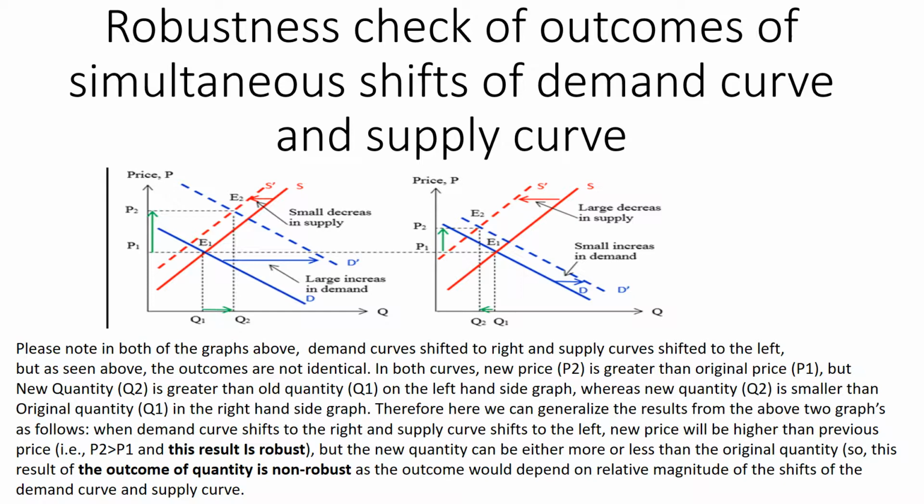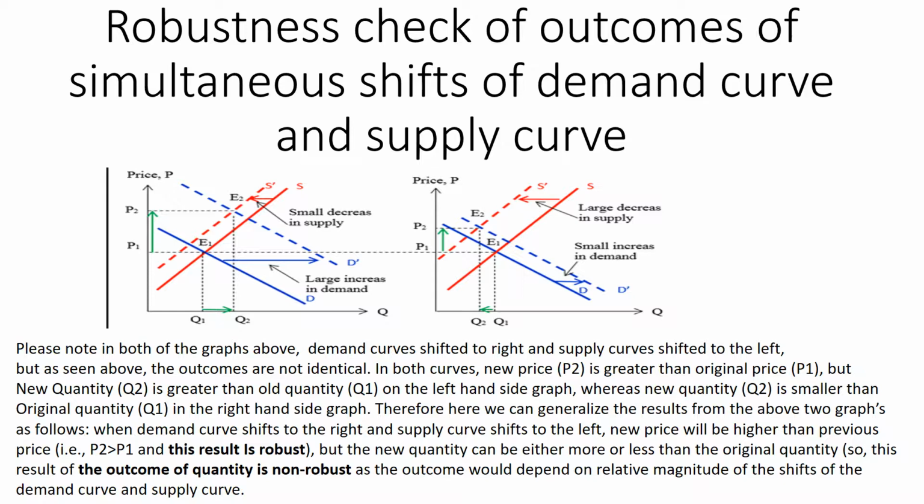But the outcome as determined by the equilibrium point E2 shows that the new price P2 is greater than P1, which is exactly the same as what we found on the left-hand side price outcome. New price P2 is greater than P1. So the price changes are the same in both of those graphs. Now let's compare the outcome in the quantity changes. The new quantity Q2 on the right-hand side graph is less than the original quantity Q1, unlike what we found on the left-hand side graph where we saw the new quantity is greater than the old quantity.